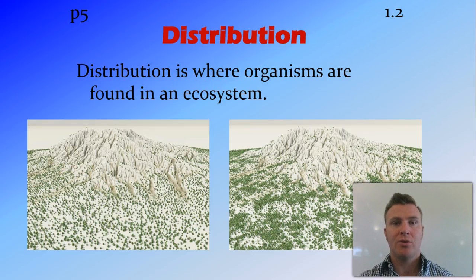So here we've got two different pictures. They're computer-generated pictures of a mountain. On the left-hand side, you can see that the distribution is even across the whole ground. And on the right-hand side, the distribution is clumped together. So what we're going to do is look at how we can show and depict that the distribution is clumped together, which is more natural, especially in plant populations, because of the way that they reproduce through seeds and spores.